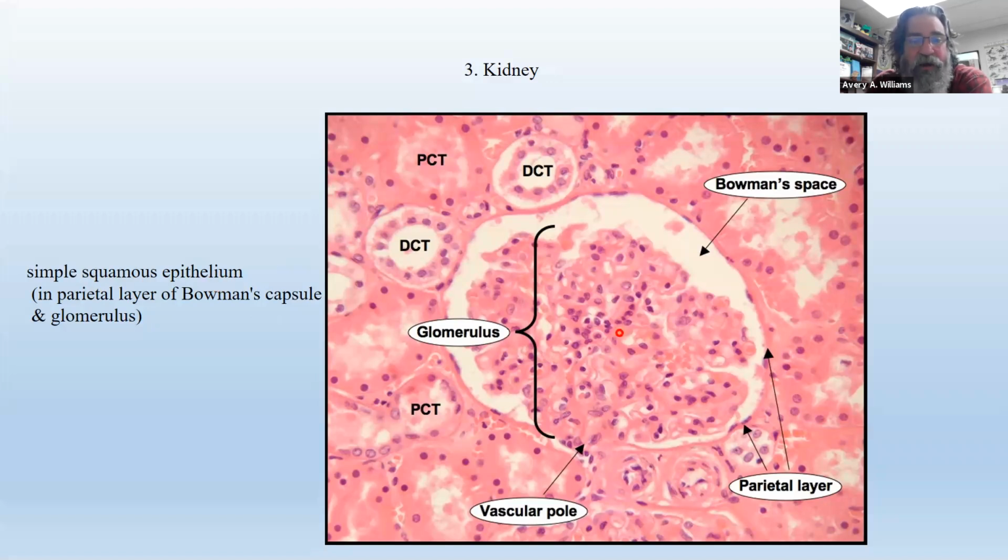So simple squamous epithelium. And then here I have in parentheses, in the parietal layer of Bowman's capsule and the glomerulus. What does that mean? Well, this is the glomerulus. See that? That's where the blood initially comes to the kidney and is filtered. A filter produces a filtrate. It's not urine just yet, it's just a filtrate. The filtrate is collected in this space right here, which is called Bowman's space or the glomerular space, whatever kind of space you want to call it. Just a space. The filtrate is going to collect in there.